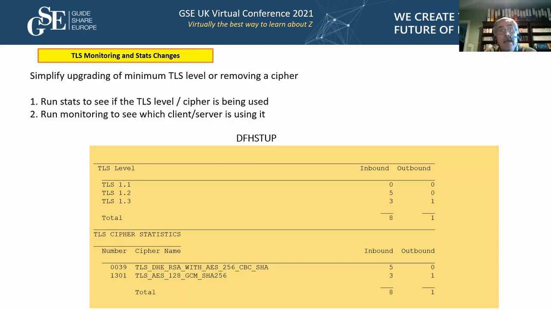So an example here is the STUP output, and it shows that during the interval, there were no TLS 1.1 connections, there were TLS 1.2 inbound connections, and TLS 1.3 inbound and outbound connections. And if you run it over a sufficient interval, that can reassure you that you can upgrade from TLS 1.1 to TLS 1.2 as your minimum TLS level. Similarly, it gives you the inbound and outbound ciphers that are used on handshakes.